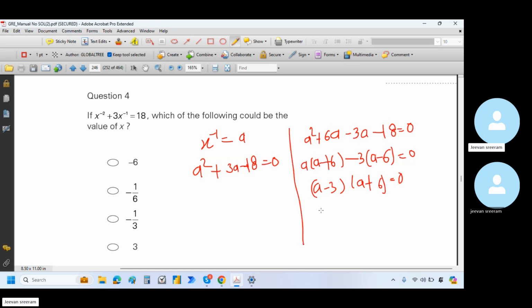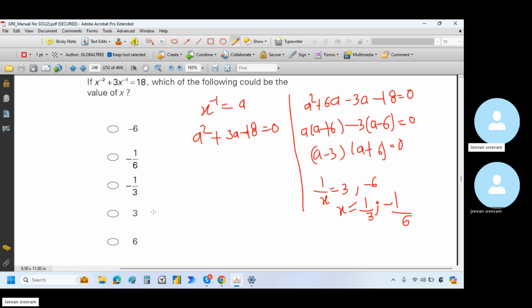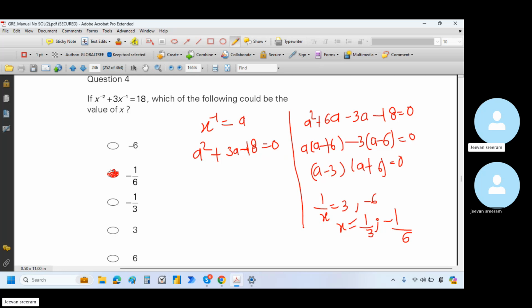A minus 3 into a plus 6 is 0. A is x power minus 1, 1 by x is equal to 3. Same, 1 by x is minus 6. So x is 1 by 3 or minus 1 by 6. Can we see 1 by 3? No, 1 by 3. Minus 1 by 6? Yes, we have minus 1 by 6. Clear?